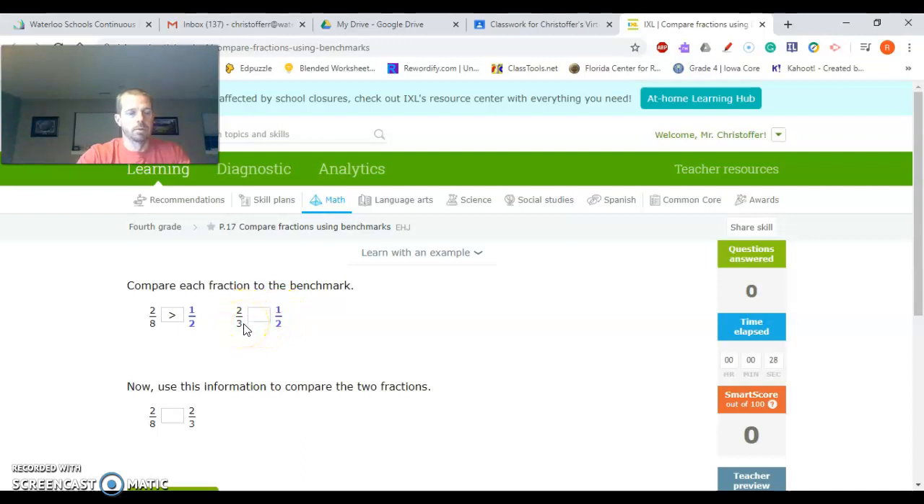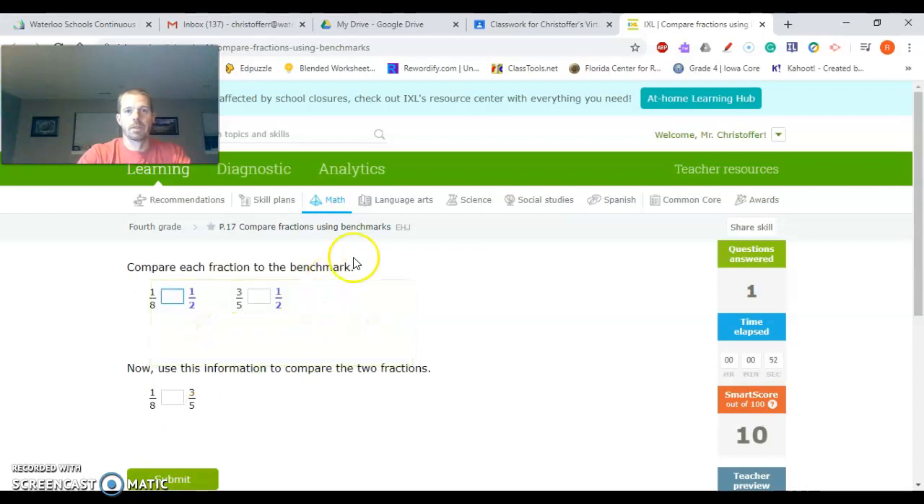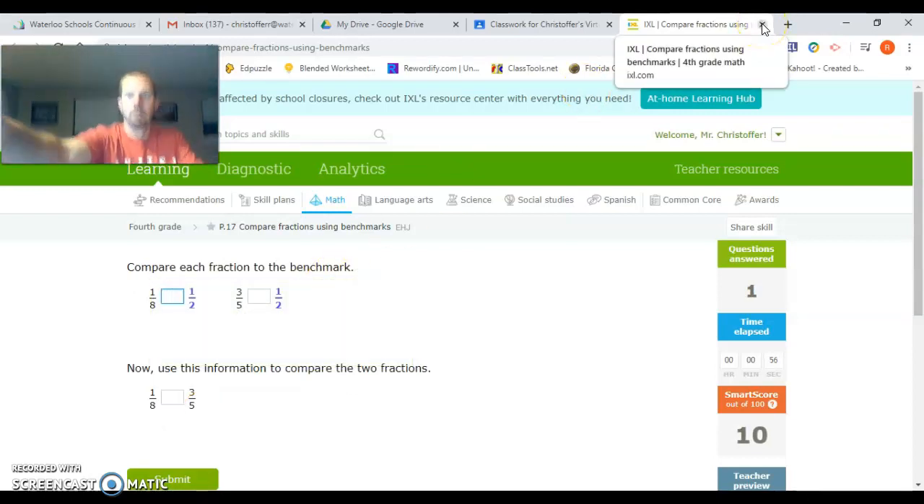Well, 2/3, 1.5 would be half of 3, so this one is greater. This one I put the wrong symbol on, it should be less. So now if I compare these two, 2/8 is less than half, 2/3 is greater than half. That means 2/3 is greater than 2/8. Okay? So that's how I'd like you guys to work through those today.